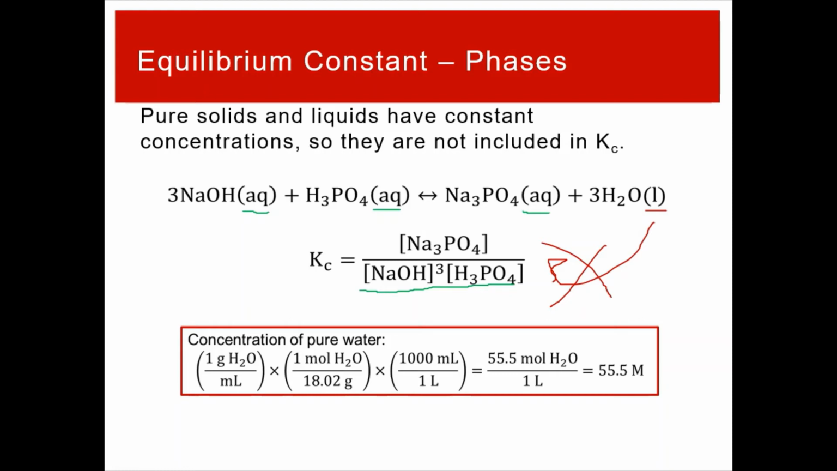The reason is, if we think about pure water, the density of pure water is 1 gram of H2O per 1 milliliter. That can then be converted. You can convert the grams to moles and the milliliters to liters. And it ends up that pure water is 55.5 molar, moles of water per 1 liter of water. So pure water has a constant concentration. It doesn't change, so it doesn't show up in our equilibrium constants. This is true for all pure solids and pure liquids. They do not show up in our equilibrium constant expression.